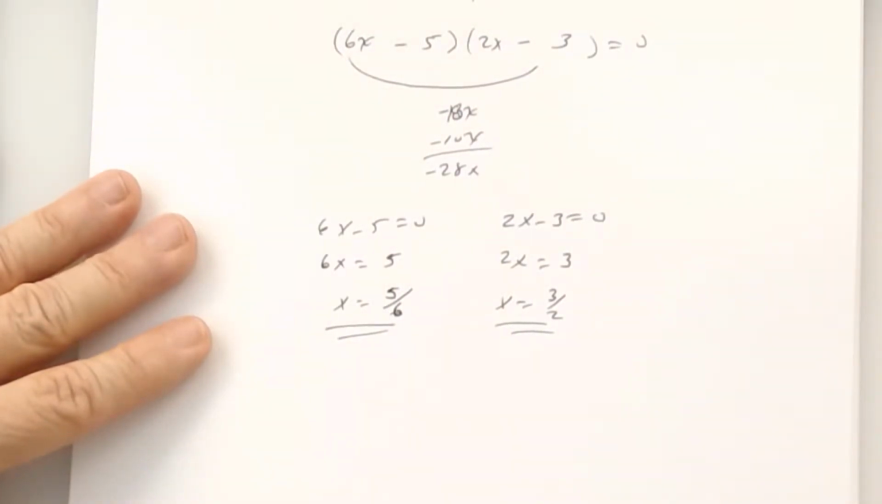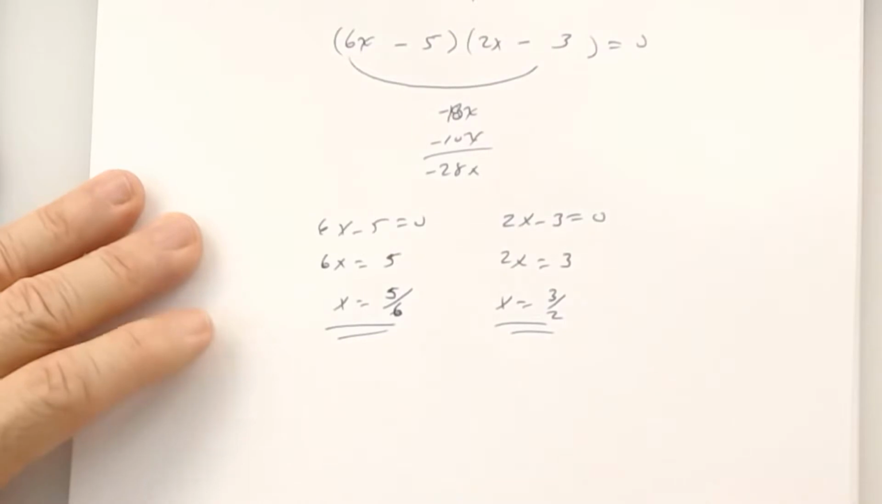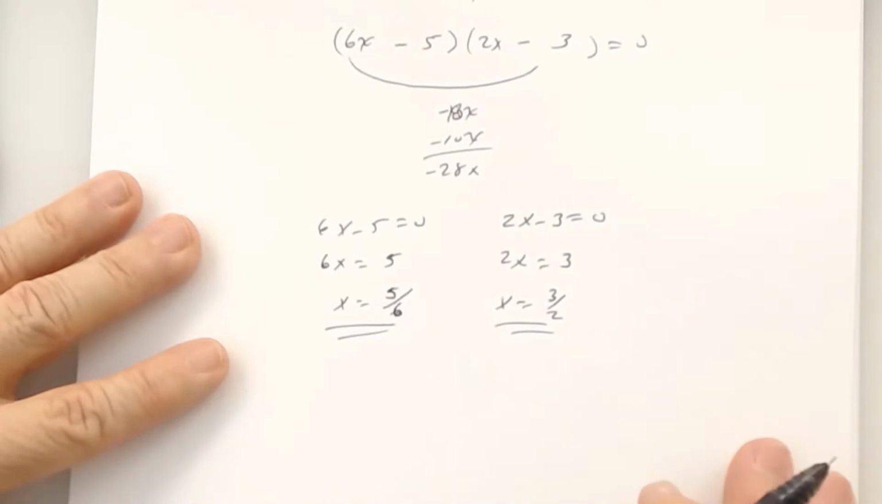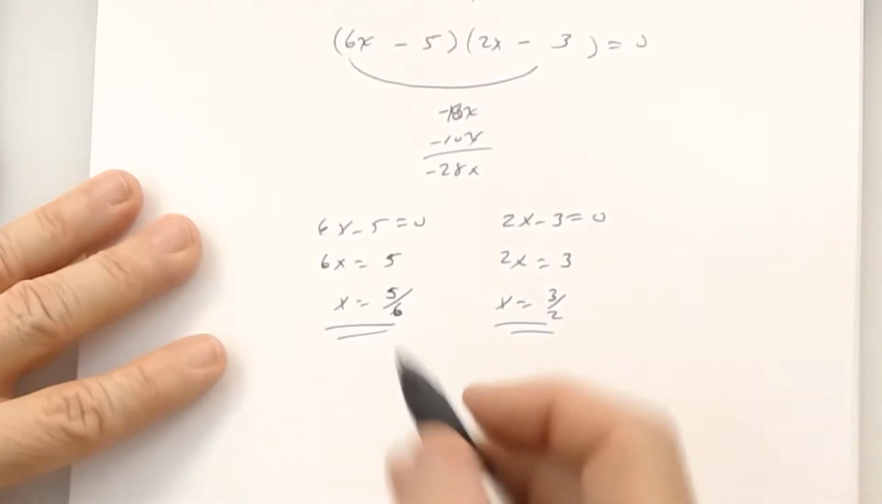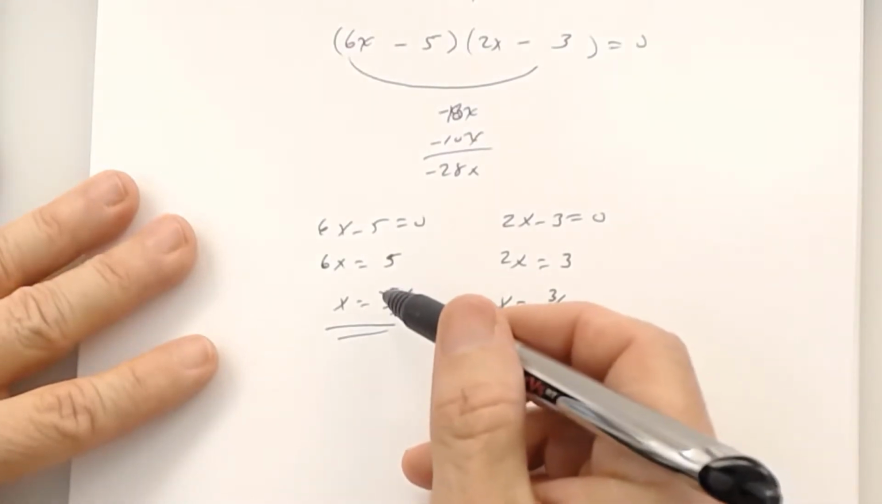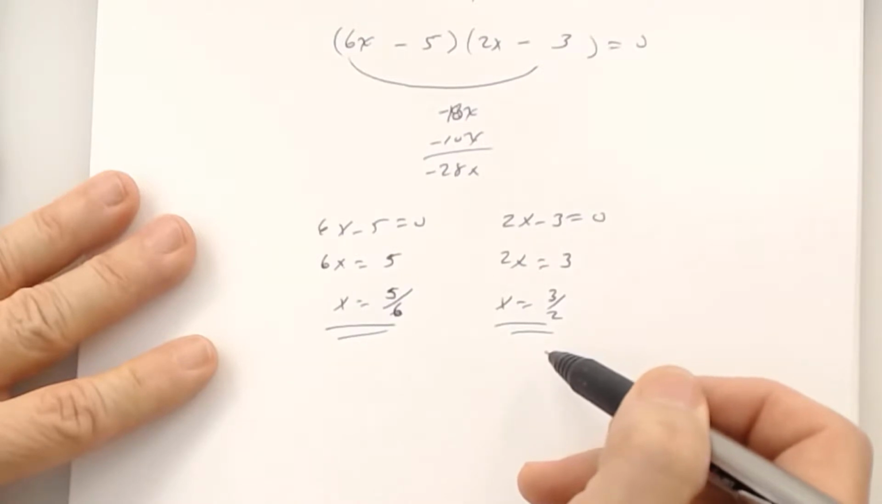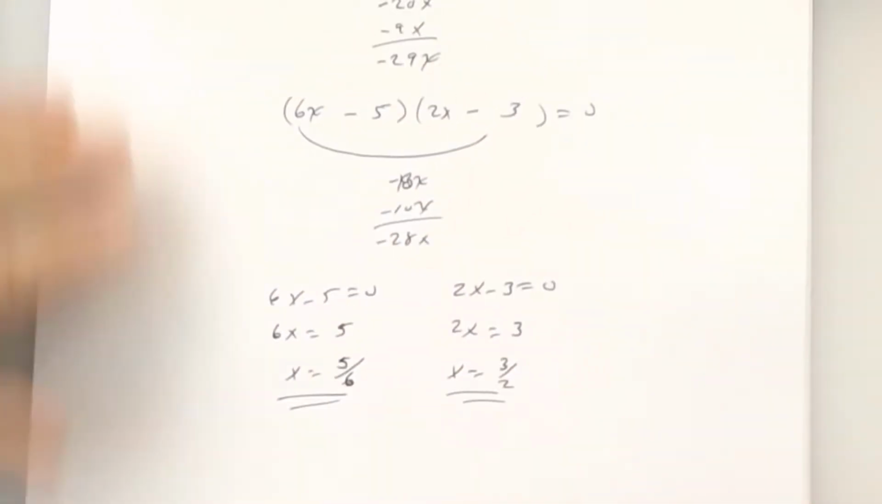Okay? Now, what kind of solution did I end up with? Are those rational or irrational? Those are rationals. Those are rational solutions, because notice 5 is an integer, 6 is an integer, 3 is an integer, 2 is an integer. Okay? All right.